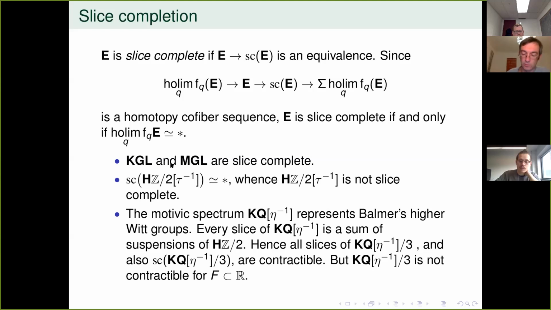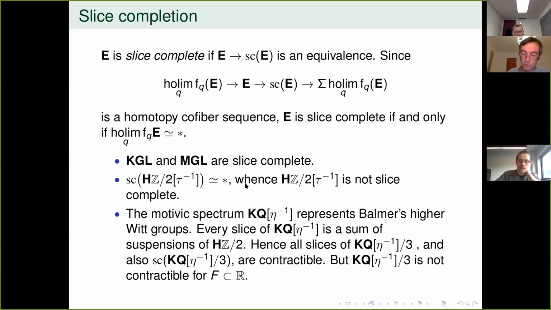So we have examples of slice complete motivic spectra, and we also have examples where the slice spectral sequence doesn't tell us anything. For example, this étale mod 2 motivic cohomology, so the motivic Eilenberg-MacLane spectrum for mod 2 coefficients with tau inverted. There all the slices are zero. The slice completion is contractible, but the motivic spectrum itself is not, because it represents étale cohomology with mod 2 coefficients.